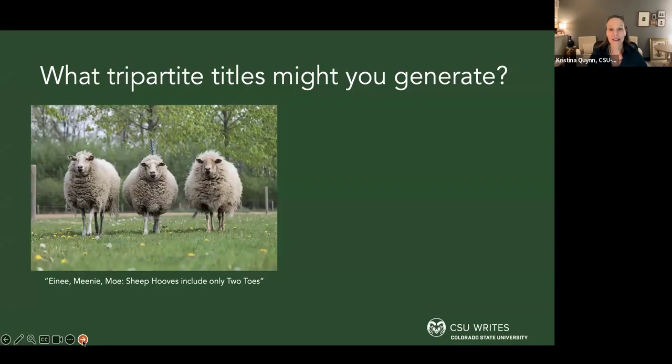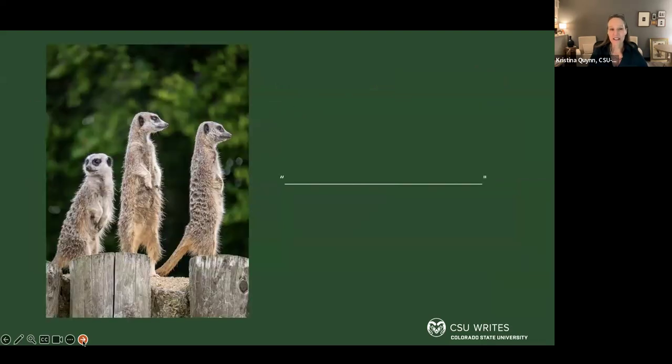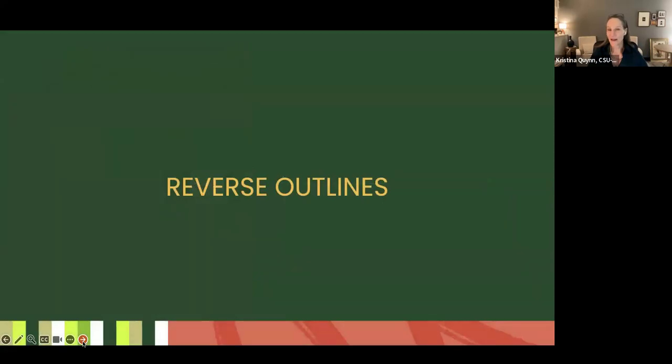So what tripart title might you generate? I love this: eeny, meeny, miny, mo. Sheep hooves include only 2 toes. So what would be of interest to you? Images, 3 things. They're cute and clever.